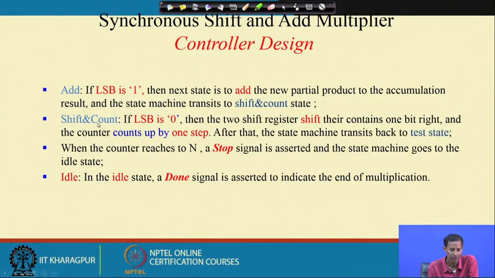Then in shift and count, if LSB is 0, then the two shift registers shift their contents 1 bit right, and the counter counts up by 1 step. After that, the state machine transits back to the test state. When the counter reaches n, a stop signal is asserted and the state machine goes to the idle state. And in the idle state, a done signal is asserted to indicate the end of the multiplication operation.